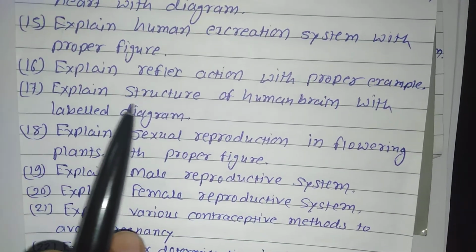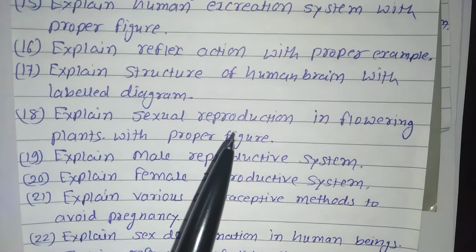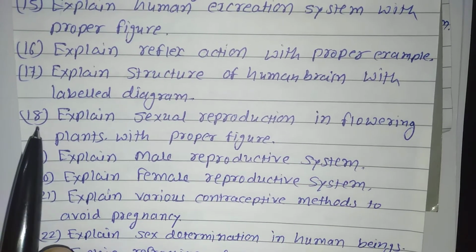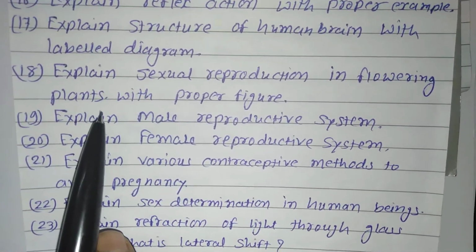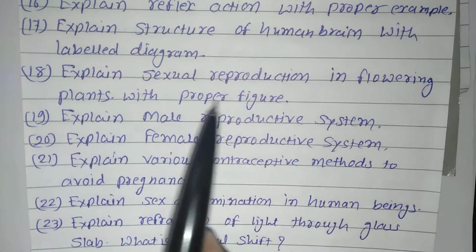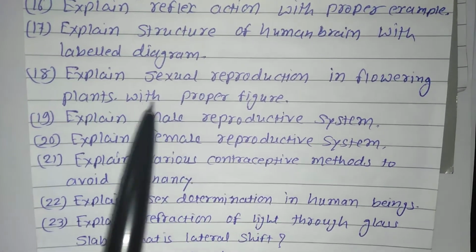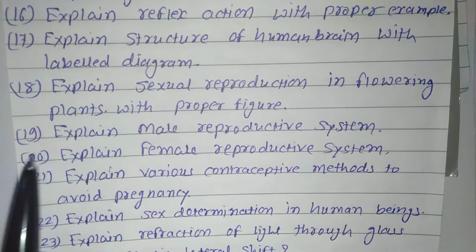Question 17. Explain structure of human brain with label diagram. You have to draw the label diagram of human brain, and then you have to explain its structure. 18. Explain sexual reproduction in flowering plants with proper figure. You have to draw the figure of that flower and its different parts which are included in the sexual reproduction, and you have to explain it.